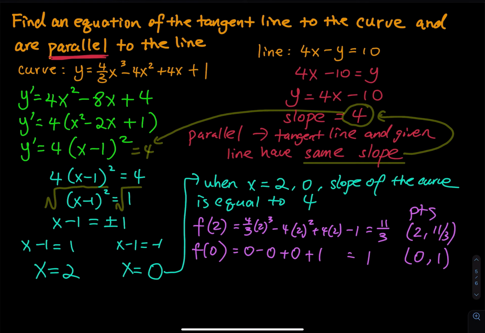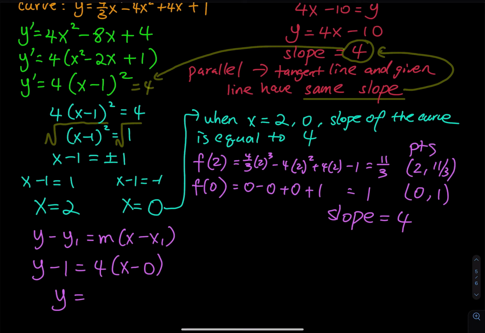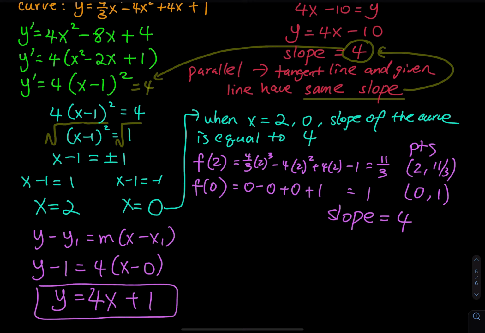So now we have 2 points and the slope equals 4. Now we are ready to build the tangent line, using y minus y1 equals slope times x minus x1. And then for the first point, let's use the 0 first. So y minus 1 equals 4 times x minus 0. Very easy. y equals 4x and then plus 1. Alright, so this is the first tangent line.